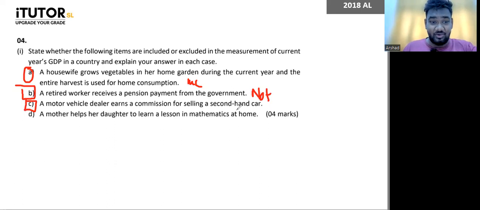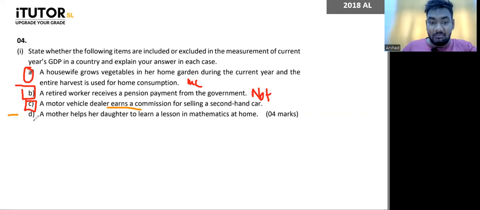Third one, a motor vehicle dealer earns a commission for selling a second-hand car. So what about this commission? Do we include this or do we not include this commission that this guy is earning? The commission that this person is earning will be included, but the value of the car being sold, no. Now, for example, I buy the car for 2 million, I display it, I put an ad on Ikman and I sell it at 2.1 million. That 0.1 million commission is included, but that 2 million worth of the car, we can't include that because that becomes a second-hand transaction. Okay, so you can say this is included because this is a productive service offered by the motor vehicle dealer. That's his job, buying and selling cars, right?